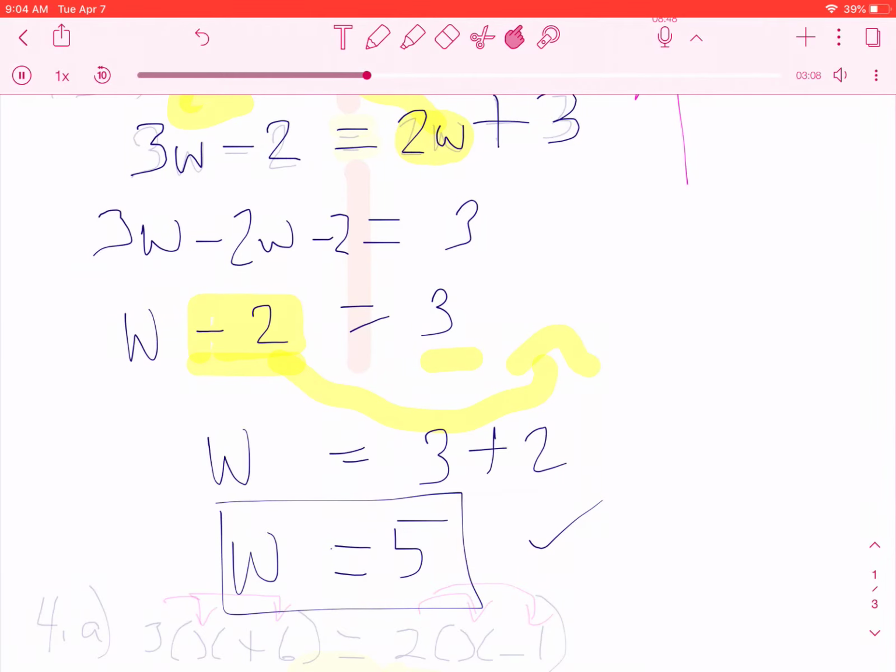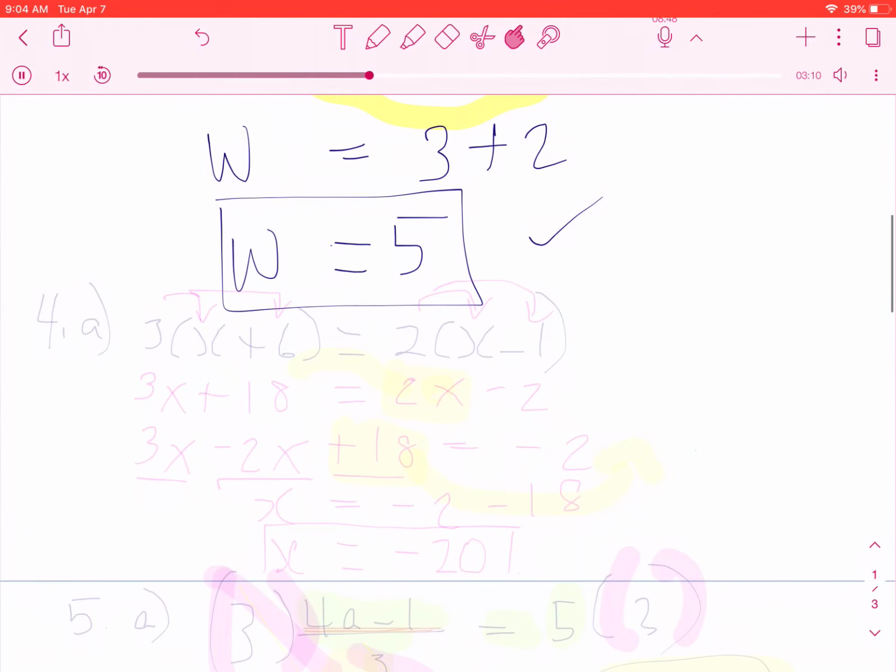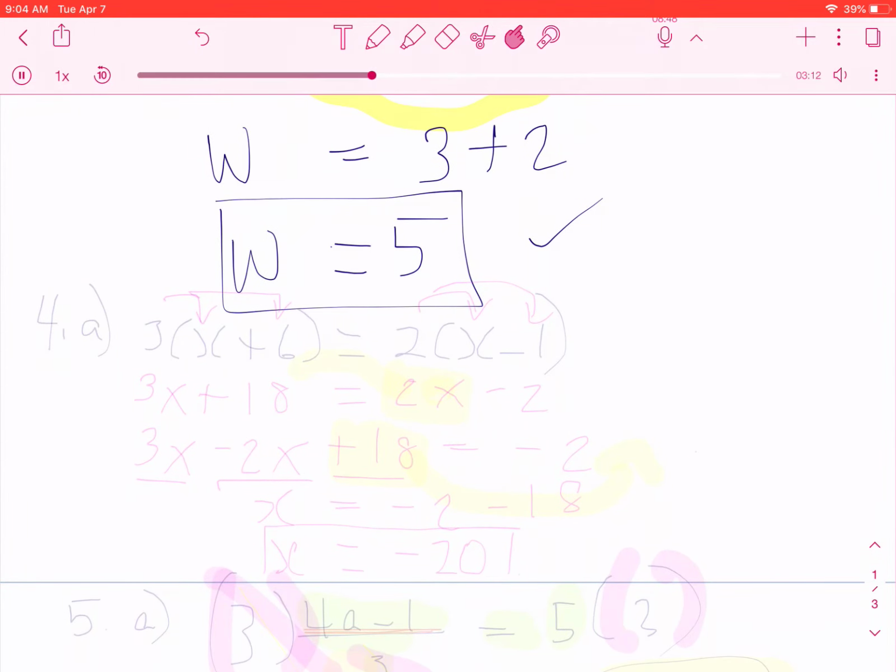I'm just going to bring this down slightly, and I will work on a question that involves distributive property. For distributive property, we could take a look at a question like 4a.